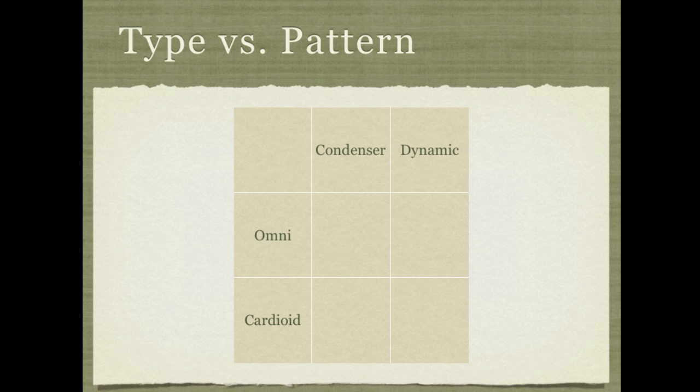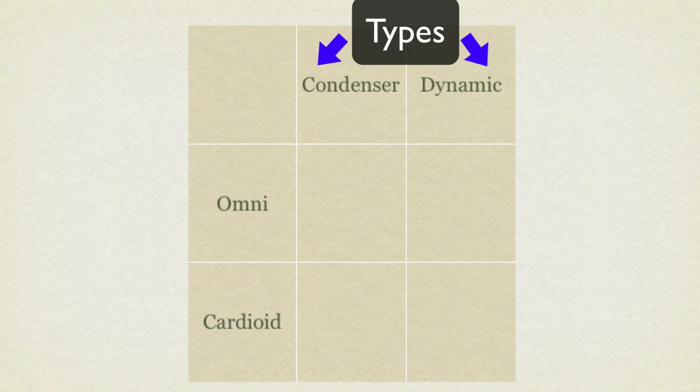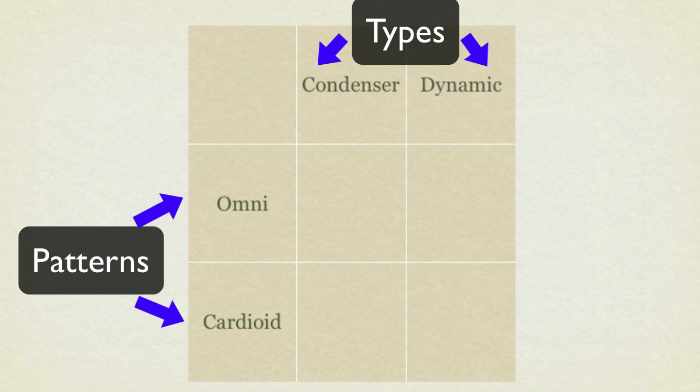Now, the first thing that I want to clear up that a lot of people get confused about is that there are two different attributes to a microphone. There's the type of microphone and there is the pattern that the microphone has. And you've heard these terms. There's omnidirectional, there's cardioid. Those are patterns that the microphone can have. And there are condenser microphones and dynamic microphones, and those refer to the structure of the microphone and also a bit about the sound of it.